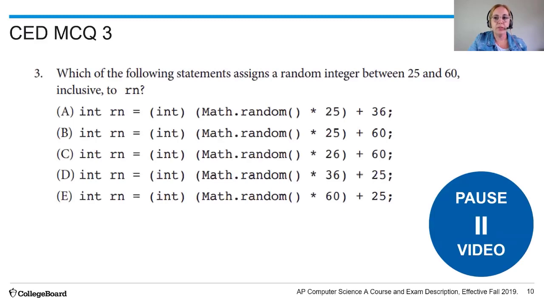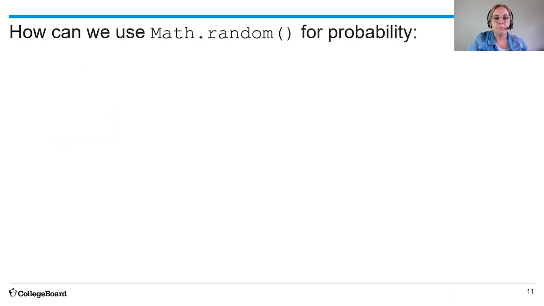So let's look back at this question. You can pause the video. Answer D was the answer. They wanted you to determine which of those code statements would give you a result of 25 to 60, and notice the word inclusive. So we wanted to include the number 60. So we needed to have a range of 36 numbers that started with the number 25.